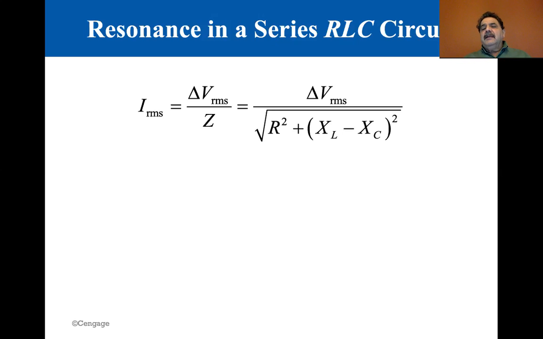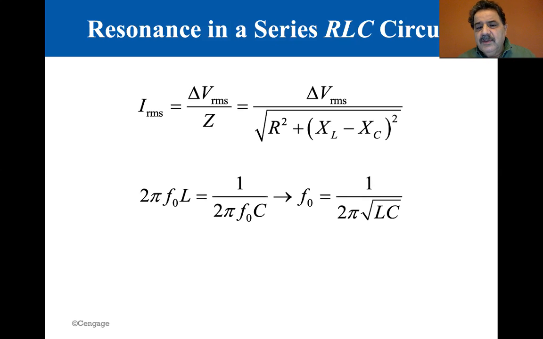In other words, if you can minimize the denominator, if it's just R, then you maximize your current, your I RMS current. So we're looking for the case where X sub L is equal to X sub C. Well, we know that X sub L is 2 pi F L, and X sub C is 1 over 2 pi F C. So let's equate those. If we make them equal to each other, then X sub L minus X sub C will equal 0.